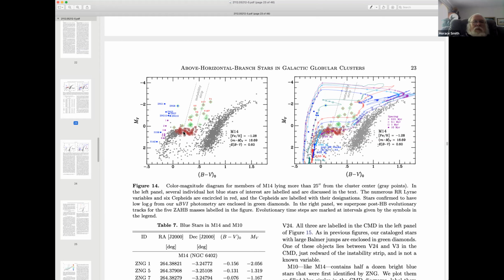So here's the color magnitude diagram on the left, and on the right, I've superposed post-horizontal branch evolutionary tracks from Miller Bertolami. And you can see that the stars here at the extreme blue horizontal branch evolve upwards and then to the right across the HR diagram. And indeed, in M14, you see not only the Cepheids, but there's a clear sequence of blue above horizontal branch stars, which you can see here.